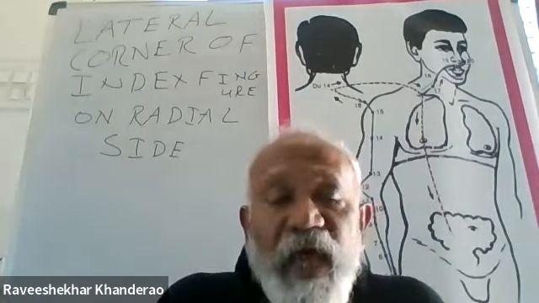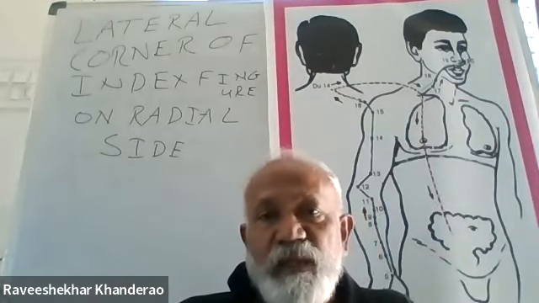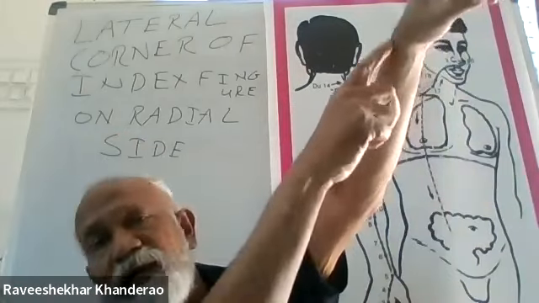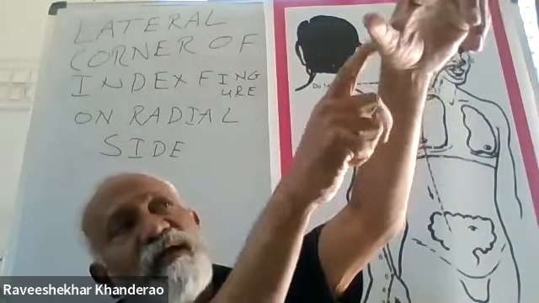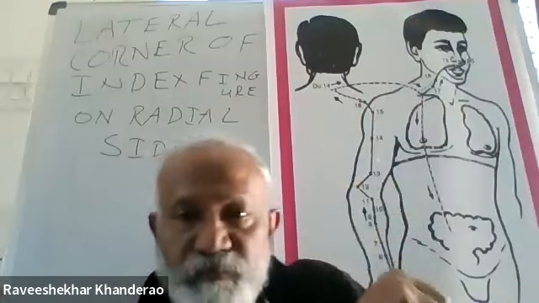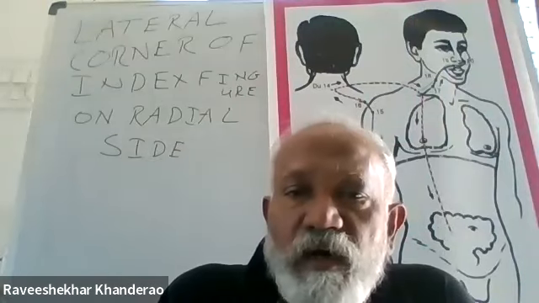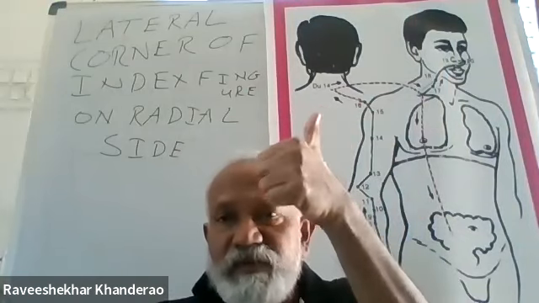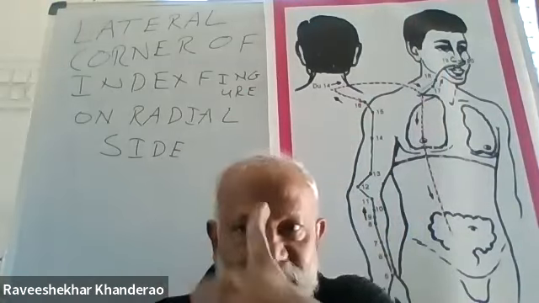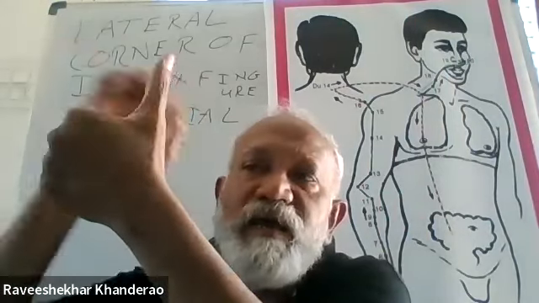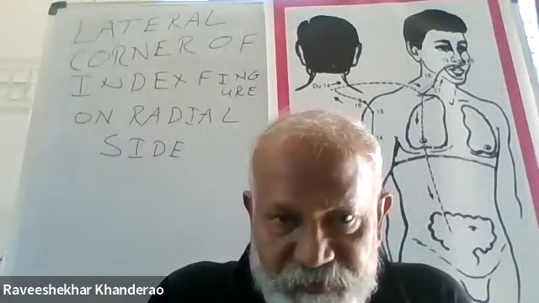Yangtze, LI5. On the radial side, this is the radius bone. On the radial side of the wrist, when the thumb is tilted upward, thumbs up, a spot appears, like a hollow. This is called the anatomical snuffbox.